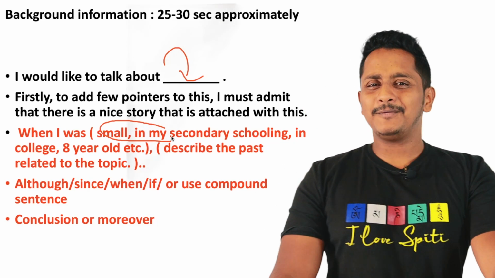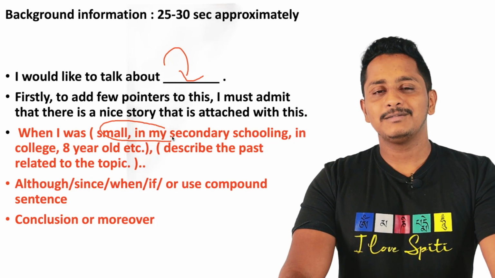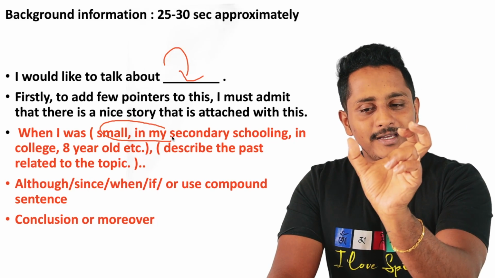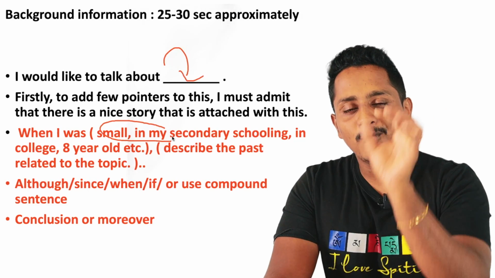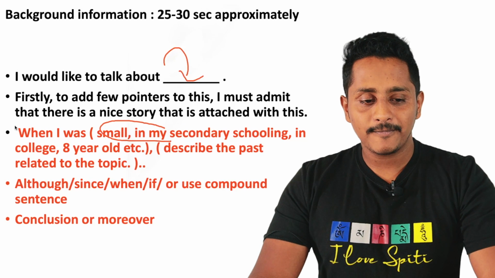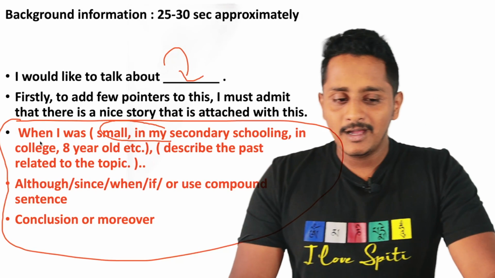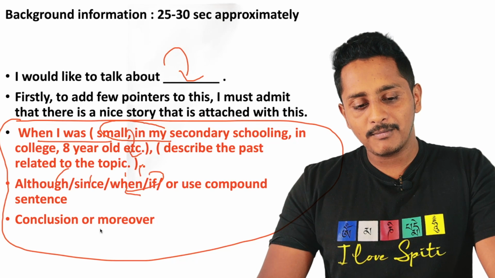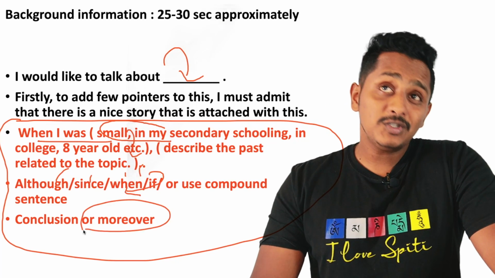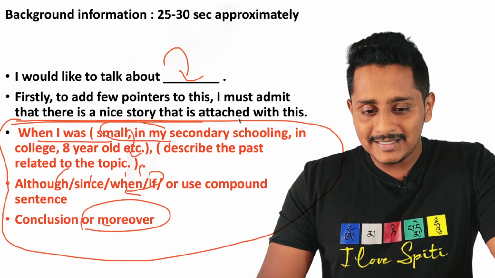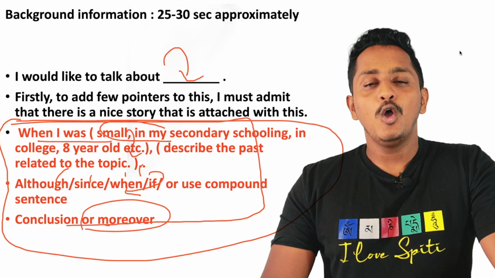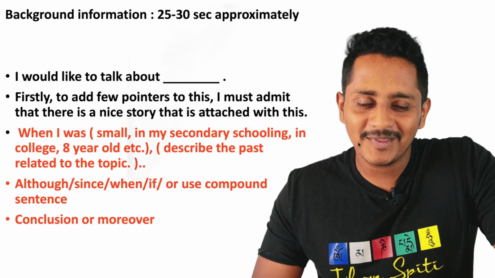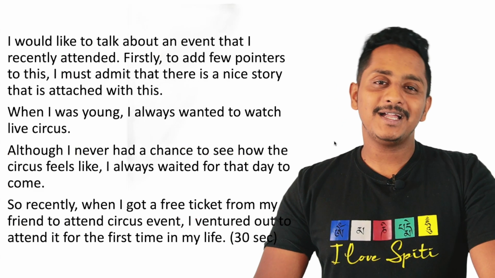when I was very small. Main idea, supporting idea, conclusion, additional point or example, 3 lines, that is what it is. When I was, although, since, when, if, moreover, in addition, so, to conclude. So, this is that part 1 answer. Hope you are getting it. I will show the way of doing it very shortly. So, that is the background information.